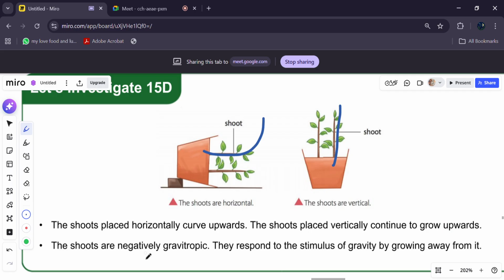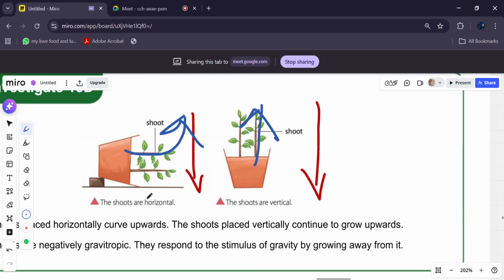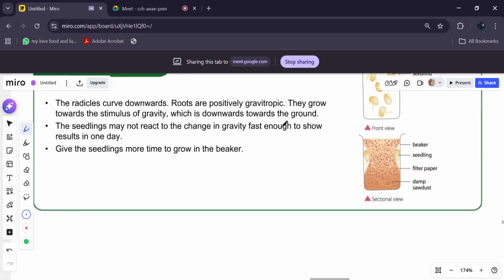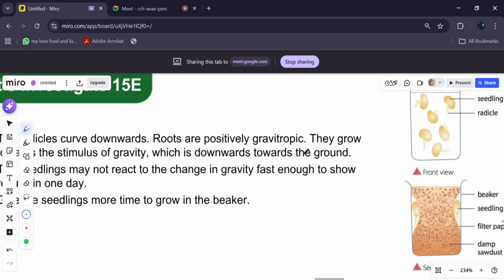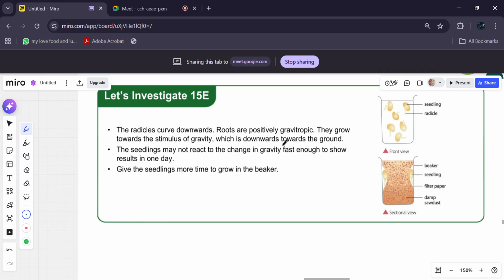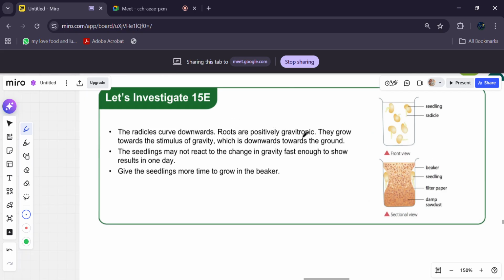These shoots are negatively gravitropic. They respond to the stimulus of gravity by growing away from the gravity. So wherever gravity is going, here it is going downwards, the plants move upwards against the gravity. And this is known as negative gravitropic. Positive gravitropic is where the plants grow with the gravity. So instead it grows in this direction, with the gravity. And here are more experiments you can try to experience gravitropism in plants.